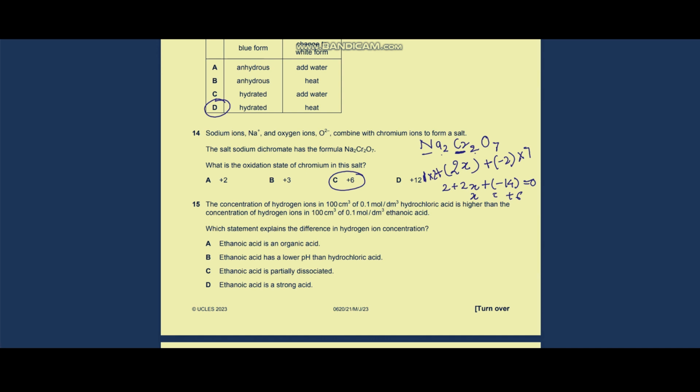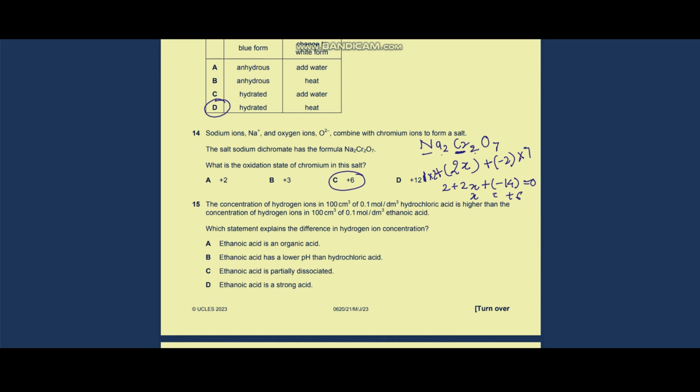The concentration of hydrogen ion in 100 centimeter cube of 0.1 mole per decimeter cube hydrochloric acid is higher than the concentration of hydrogen ion in 100 centimeter cube of 0.1 mole per decimeter cube ethanoic acid. Which statement explains the difference in the hydrogen ion concentration?